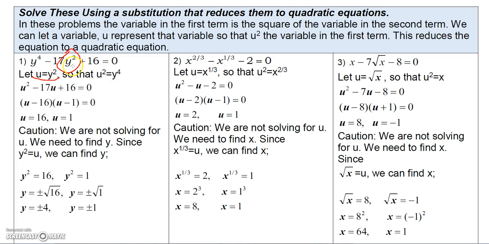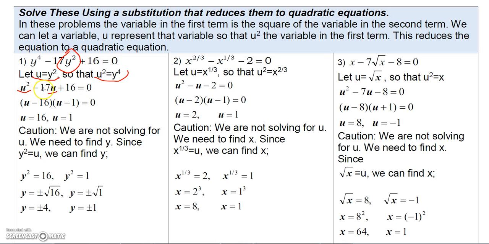And then when you square y squared, don't you get y to the fourth? Sure you do. So if u is y squared, then we can say that u squared is y to the fourth. So in other words, we can replace the y to the fourth with u squared. We can replace the y squared with u, and we get a quadratic equation in terms of u. So we turned it into a quadratic equation.